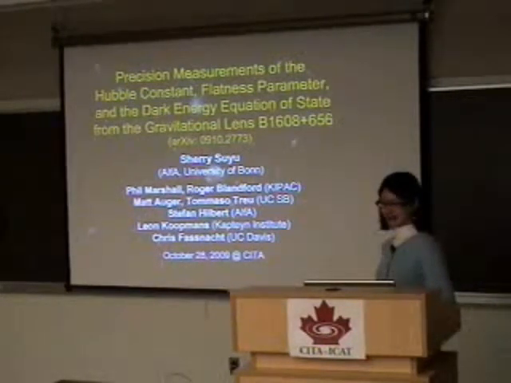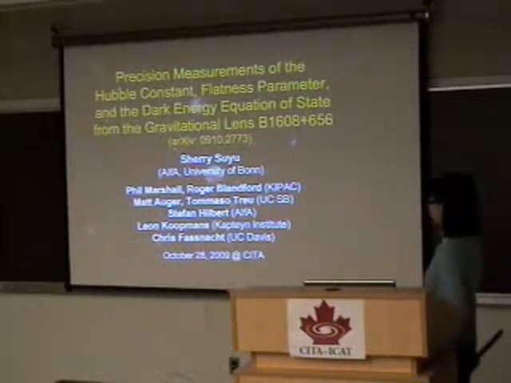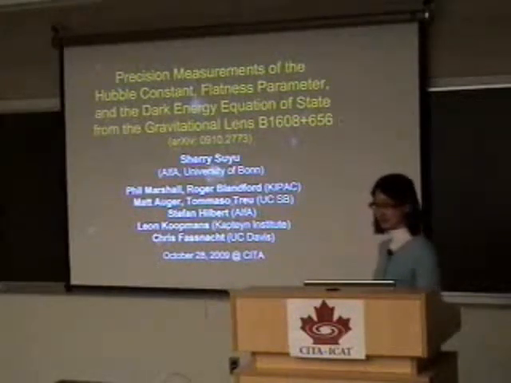Thank you very much for having me here. So I'll tell you about precision measurements of the Hubble constant, flatness parameter, and the dark energy equation of state from the gravitational lens 1608+656.